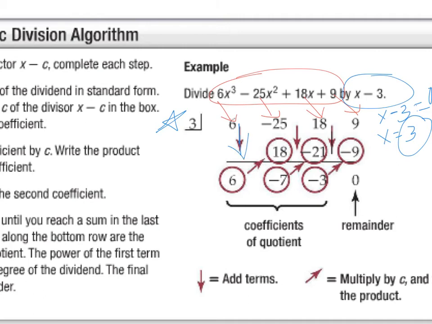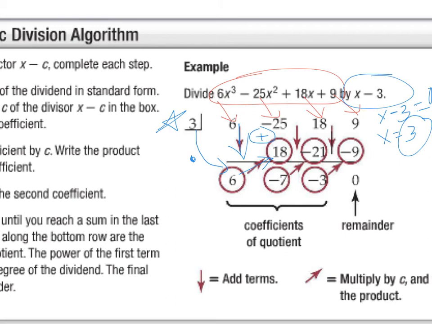And then you're going to take the 3 and the 6, and you're going to multiply them together, and the product is 18. And the 18 is going to go in the second column. The big difference here is instead of regular division where you would subtract, we're going to add the columns together. And then when you do that, and we'll continue that process, -25 plus 18 is -7.